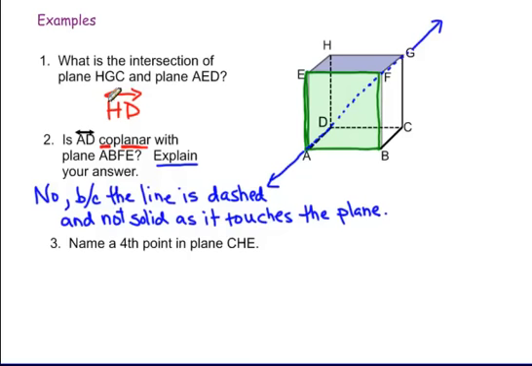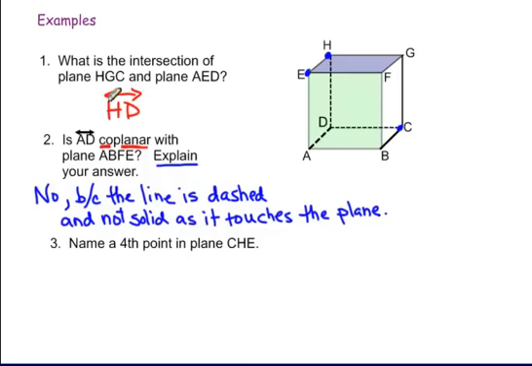Okay, the last example. This one's going to be mind-boggling for you. It's hard for people to see 3D, so do your best. The question wants you to do this. Name a fourth point in plane CHE. A fourth point in plane CHE. Okay, what I'm going to do is I'm going to first find my points CHE. Here's point C. Here's point H, and here's point E.